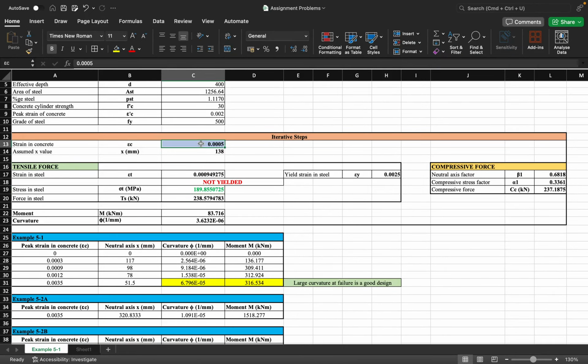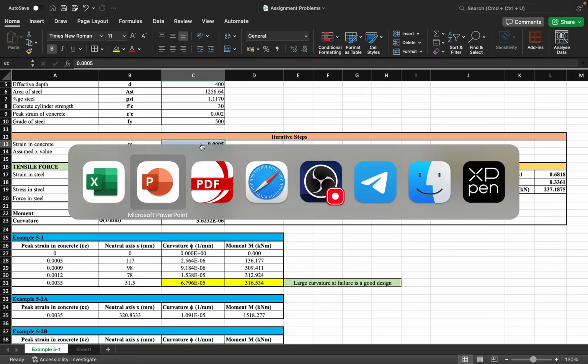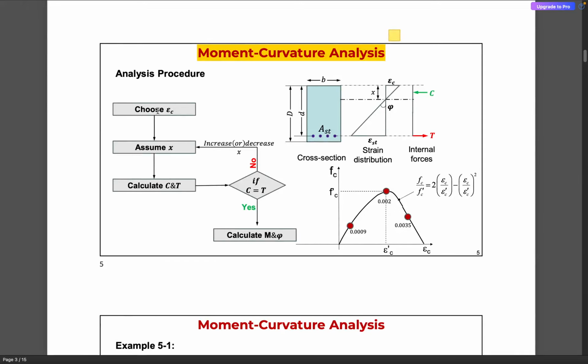Yeah, the procedure is quite straightforward. As we were discussing, we need to choose the value of epsilon c and assume the value of x. Based on trial and error, you determine the value of x, and then you calculate c and t. Only if c is equal to t are we sure that the assumed value of x, that is the depth of neutral axis, is correct.